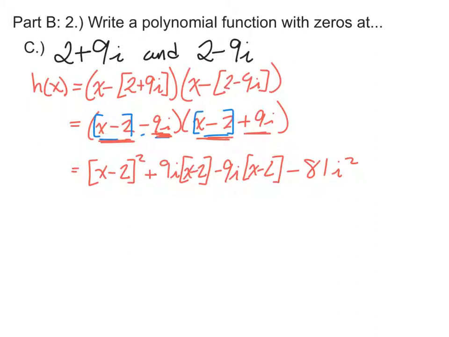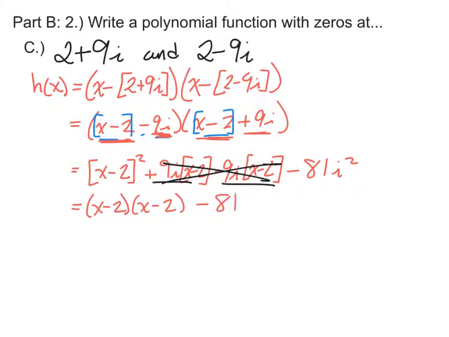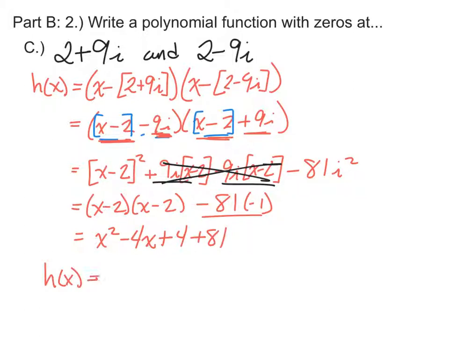And again, because they were conjugates of each other, we see we have this positive and negative happening where these two are going to cancel each other out. So we just have to clean up what we have left. First of all, this x minus 2 squared, we have to FOIL that out as well. And when we get to the last term, the i squared again is negative 1. So x minus 2 times x minus 2 is going to be x squared minus 4x plus 4. And then this last term will be plus 81. So our entire function h of x is going to be x squared minus 4x plus 85.